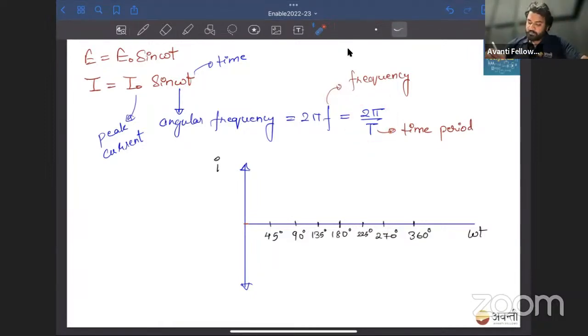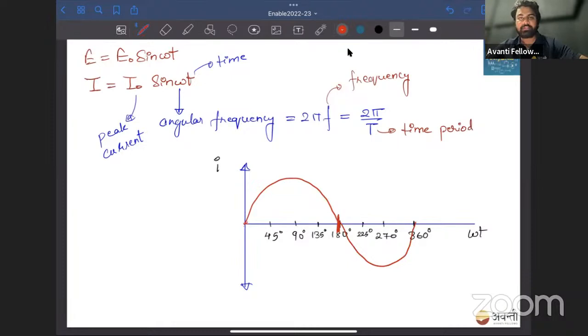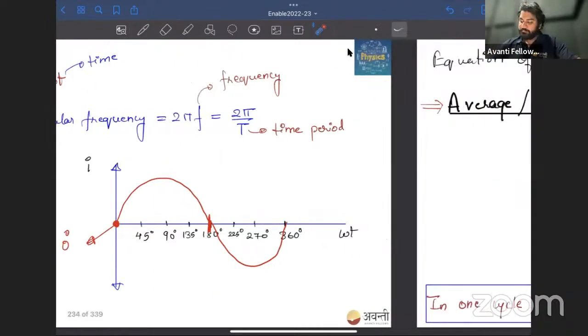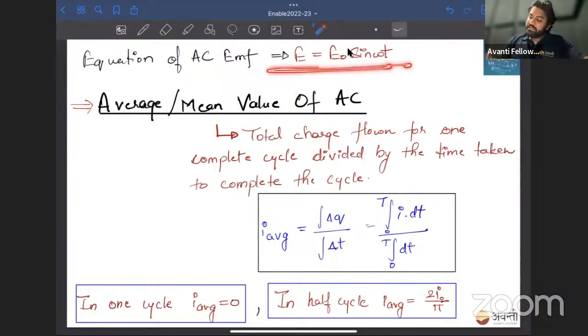Here, at 180 half a cycle will be done, then at 360 the full cycle will be done. If I talk about the starting angle, that is 0 degrees. Sometimes it may start from upside, which means it is a little bit ahead, in front. That is called leading. I'll teach you that. If it is starting from downside, it is lagging. Okay, now this is the equation of EMF.